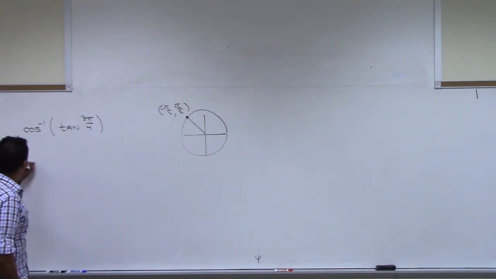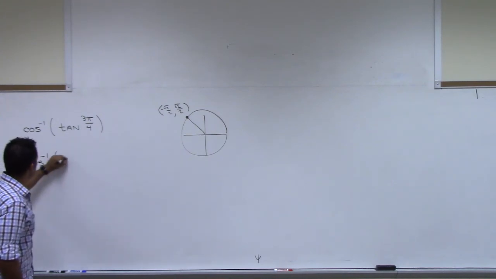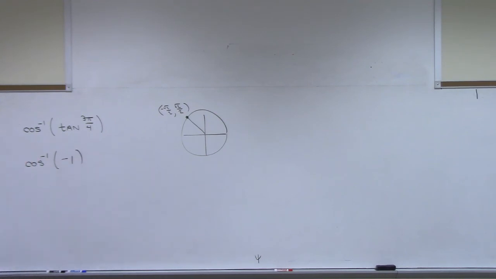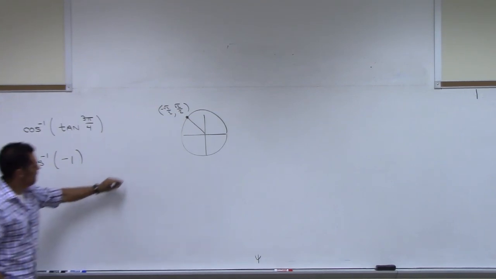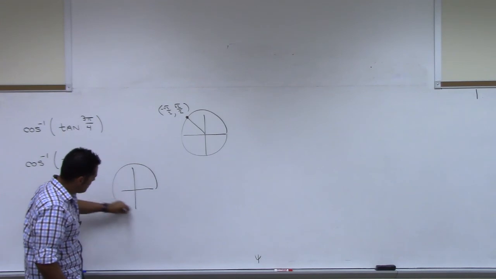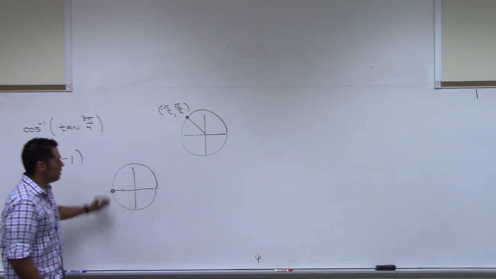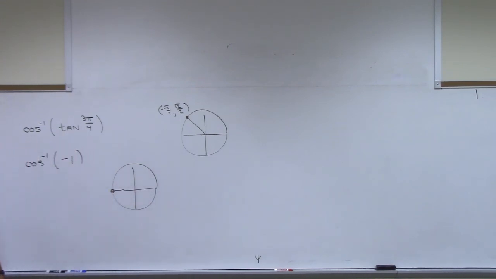So this is really just saying what's cosine inverse of -1, right? And now that's saying to me at what angle on the unit circle is my x-coordinate -1? I can only look between 0 and pi. That's here. That's where my x-coordinate's -1. That angle is pi.